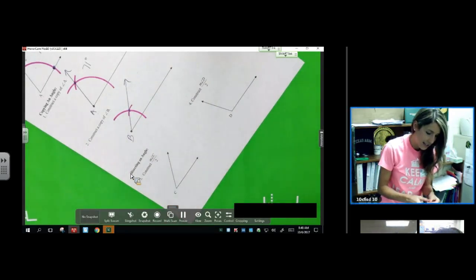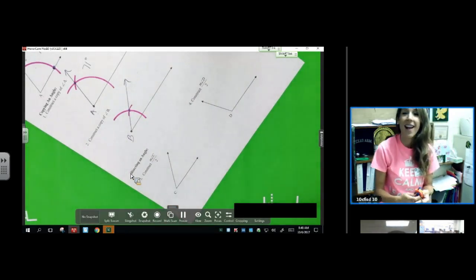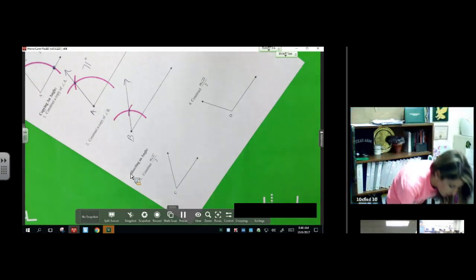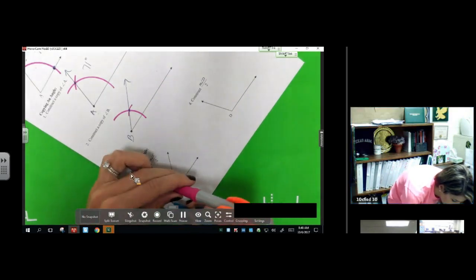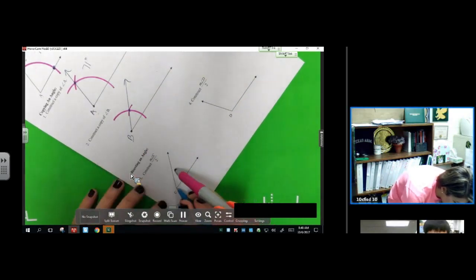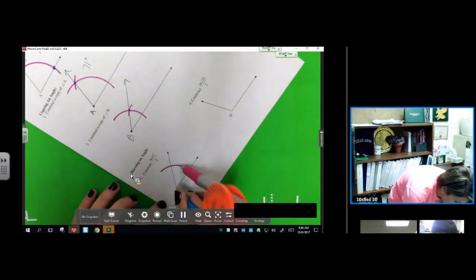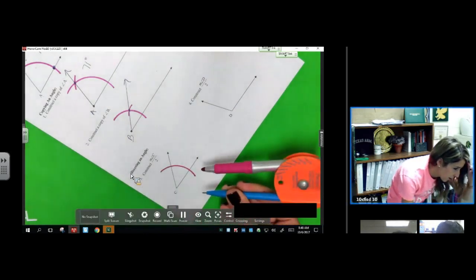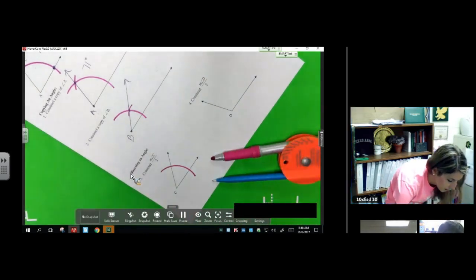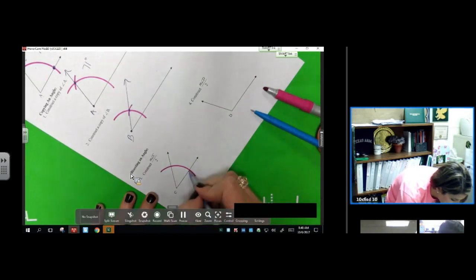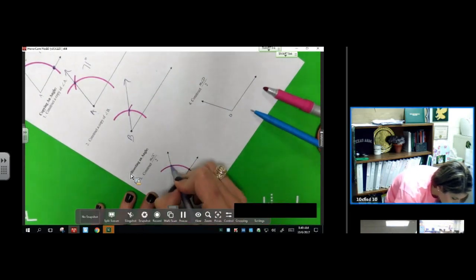Step 1 is the exact same step 1 as copying an angle. Step 1, you make an arbitrary arc. It does not matter how big, everyone's could be different, and that's okay. You make an arbitrary arc. Now, you hit your angle how many times? You hit it 2 times.